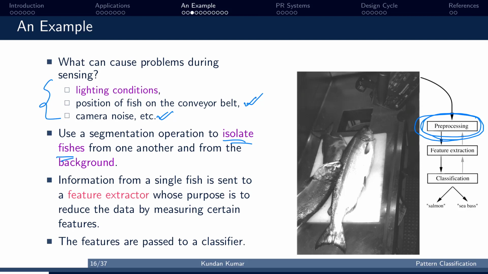And once the features are extracted, our classifier will make the decision whether it is salmon or sea bass.